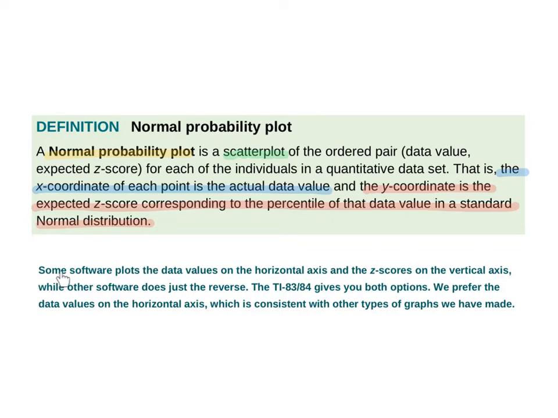And just a note on software here, which I will show you towards the end of the video, how to use your calculator to make a plot of normal data, which is lovely. So some software puts the data values on the horizontal axis and the z-scores on the vertical axis, while other software does the reverse. The TI-83 and 84 gives you both options, and we prefer the data values on the horizontal axis. It's just consistent with the other types of graphs we've made and will continue to make.